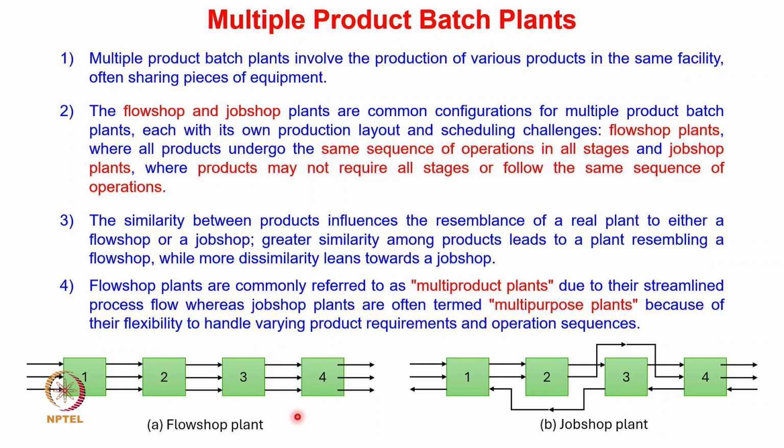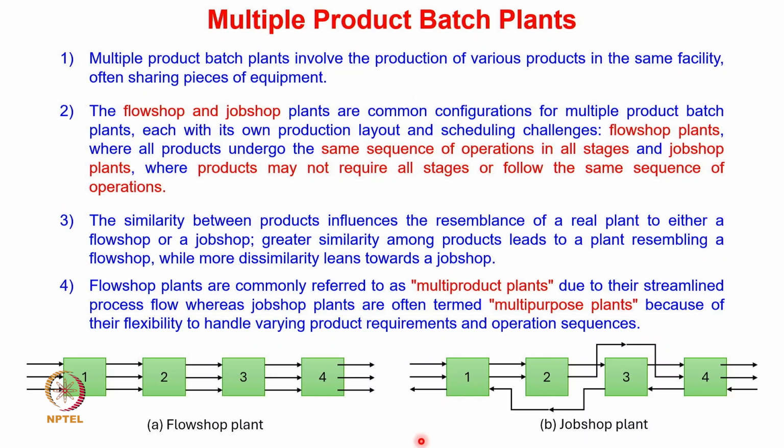So you can see that this is the flow shop plant. All three products are following the same sequence of the stages 1 2 3 4. In a job shop plant, it may not be following the same sequence of operations. The first one is following 1 2 3 4, whereas the second one is following 1 2 then 4 itself. There is no stage 3 required for product 2. For product 3, we are starting with stage 4, then stage 3, then stage 1. So the sequence of the operations is also different, and some of the operations are not being used in job shop plants.